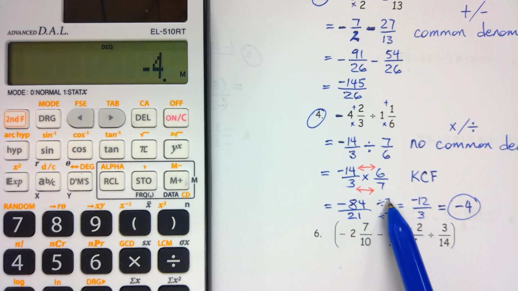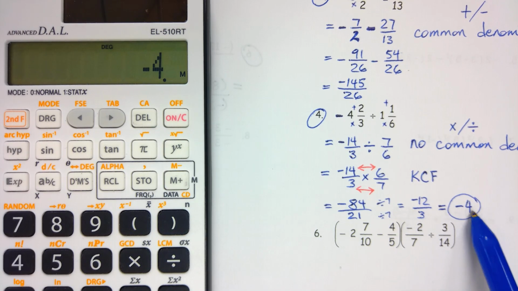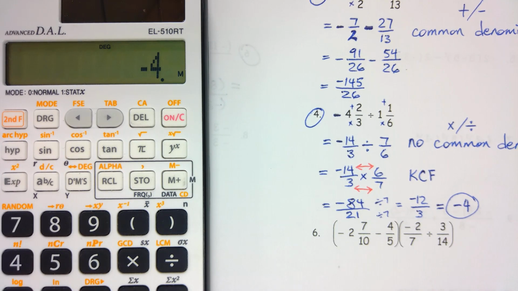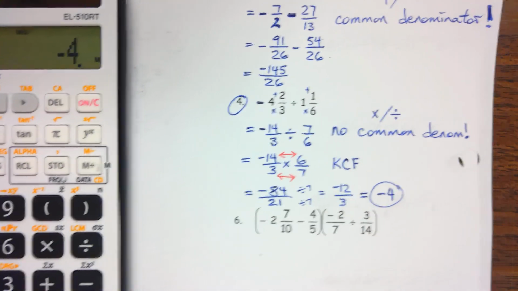All right, but why did I still do the 7? As I said, it doesn't matter if it takes you 2 steps or 5 steps. I got to the final answer. So it's okay if it takes you an extra step. Okay.